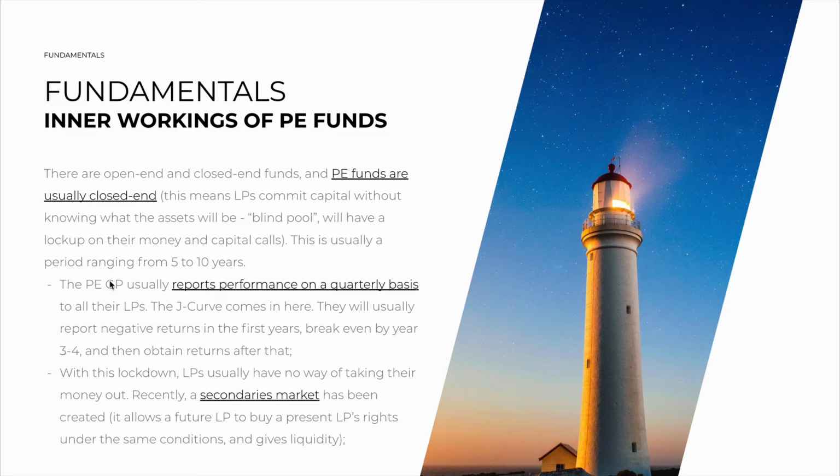The GP of the fund, or GPs, usually report performance on a quarterly basis to their allocators. And to be very honest, in many cases, this is futile, because it's impossible to properly estimate the value of these companies and these investments until they exit. But the allocators do require these reports, so it has to be done. And remember, the J-curve also comes in here. So all investors expect any private equity fund to report negative returns in the first years when they're pouring capital into investments, then break even by year 3 to 4, and then to start harvesting returns from there onwards.